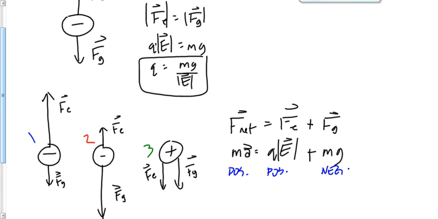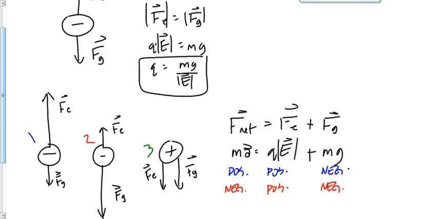In the second case, gravity is still negative. The electric force is still positive because it's upwards, but the net force, m times a, would be negative. Anybody tell me why? Why is the net force negative here? Good, because Fe is smaller than Fg. If the downward force is bigger, it accelerates downwards.